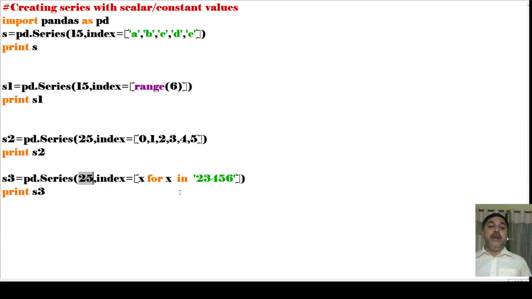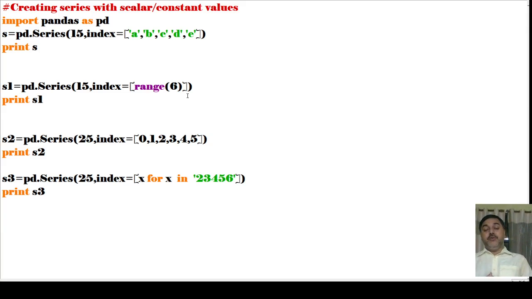So there you find it. In the first case I have given a simple indexing, A B C D E, a simple pattern of indexing that has been given here. But in the second case, I have used a range 6. This is a range 6. So range 6 means it will go up to 6, isn't it?